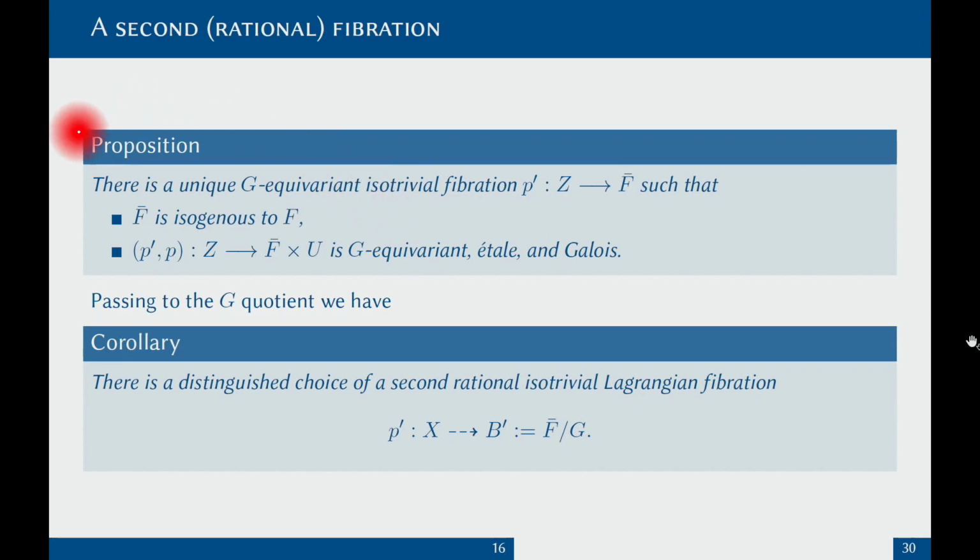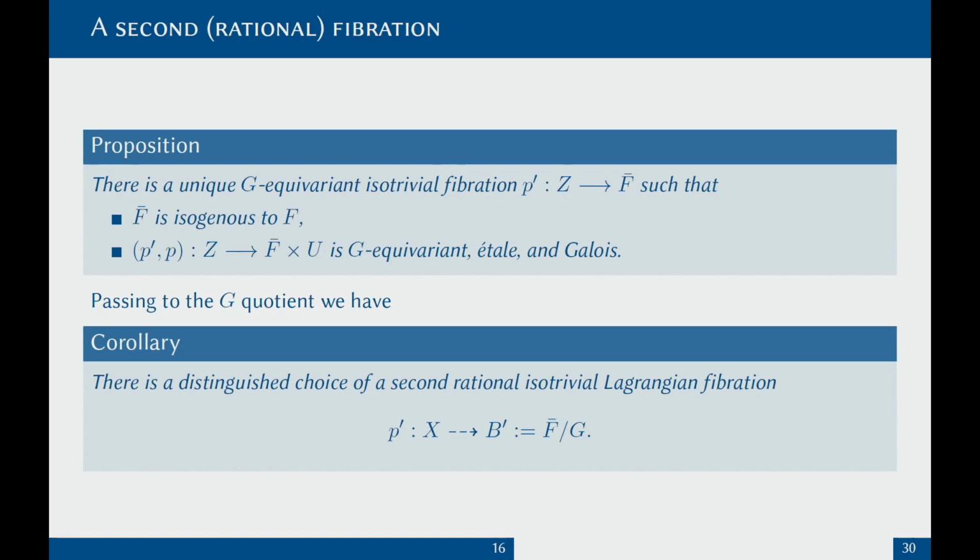And if you look at the product of the map to U and the map to F bar, this is G-equivariant, étale and Galois. So when you pass to the G quotient, you're now getting a map from, it's not going to be a morphism, because when you take Z and you quotient by G, it's a subvariety of X. It's an open in X. It's not all of X. But you get a rational map from X to B prime, which is a quotient of an abelian variety. And this turns out to be another isotrivial Lagrangian fibration.